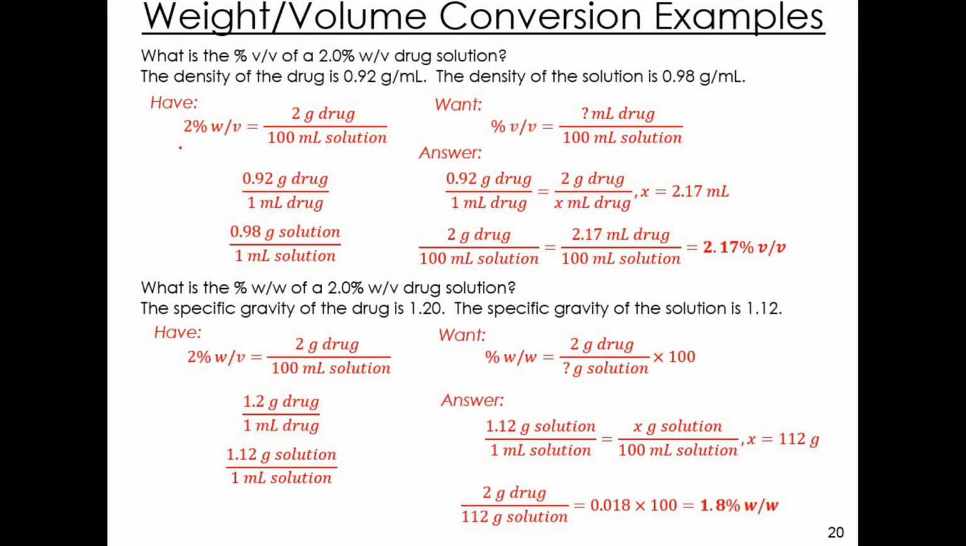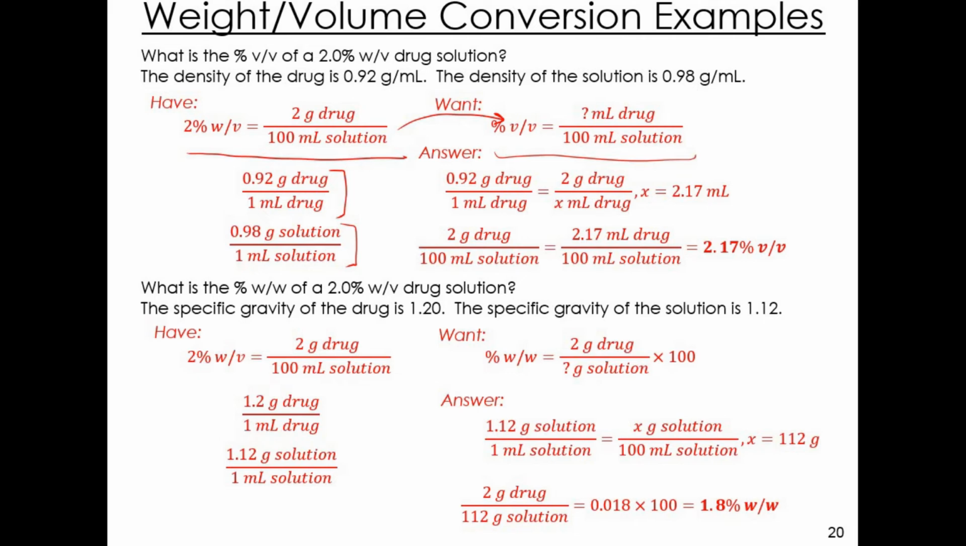So what we have is a weight per volume percentage. What we want is a volume per volume percentage. The weight per volume percentage is 2 grams per 100 mils. The volume of solution, we don't know because we don't know how many mils of drug are in 100 mils of solution. So we have the volume on the bottom, but we don't have the volume on the top. To solve the problem, we're given two different densities, one for the drug and one for the solution.